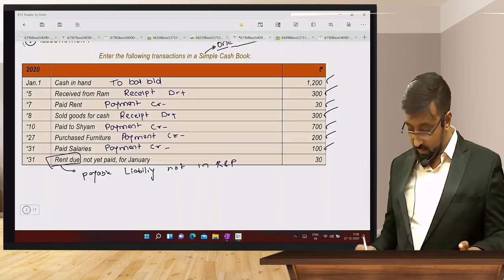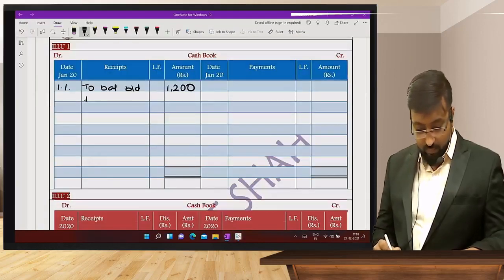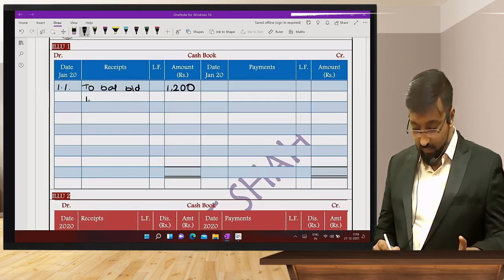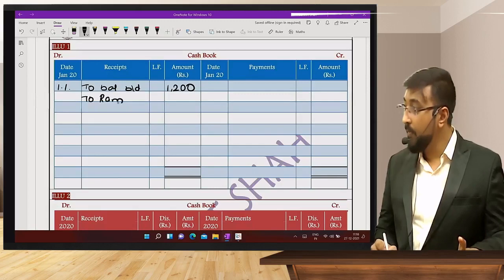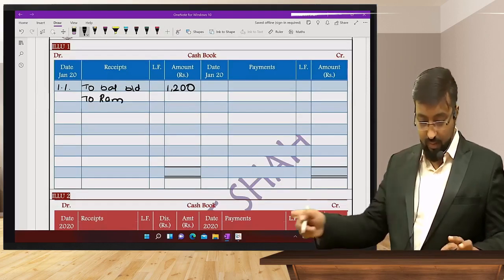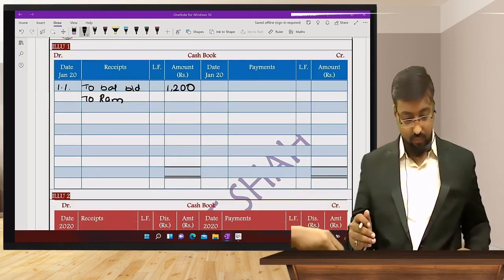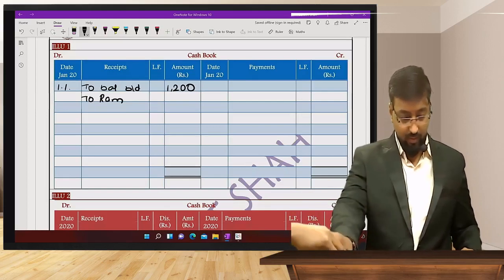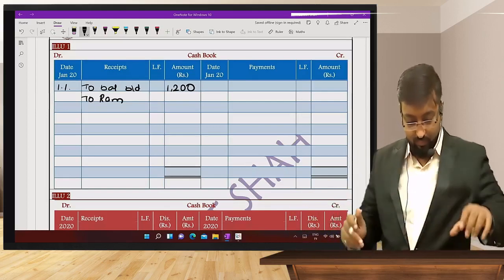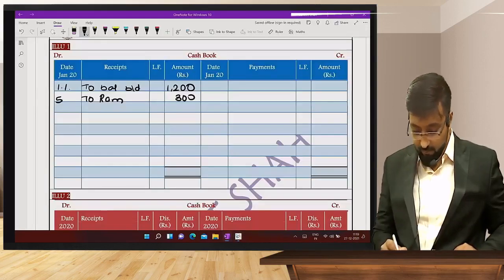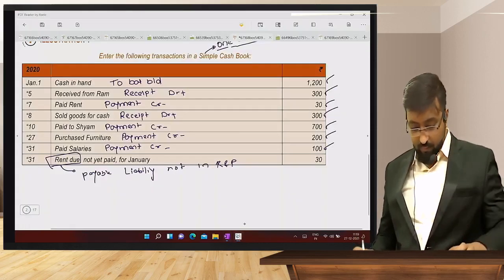Next is received from Ram, to Ram. To Ram, how much? 300. Okay. How much? 300. Date? 5. Next is? Paid rent.